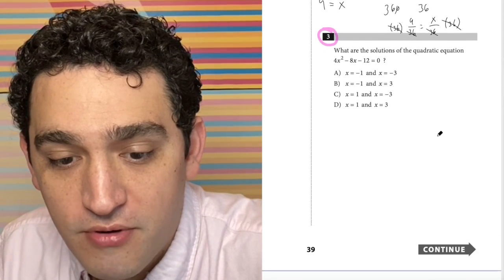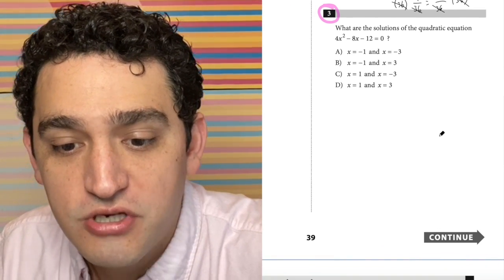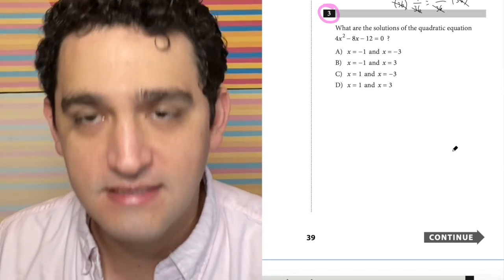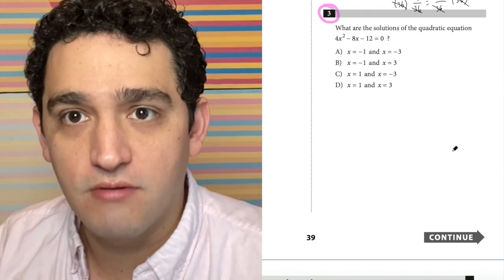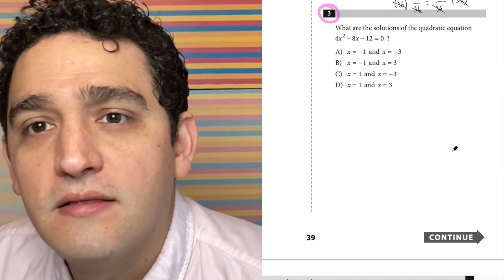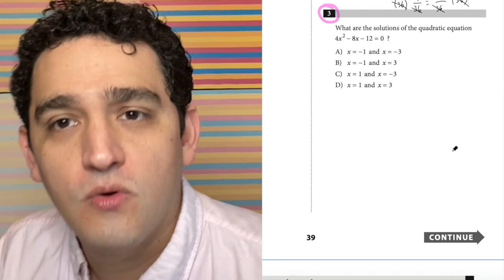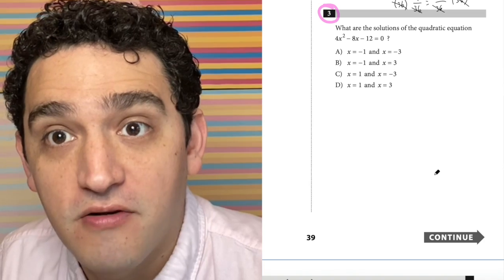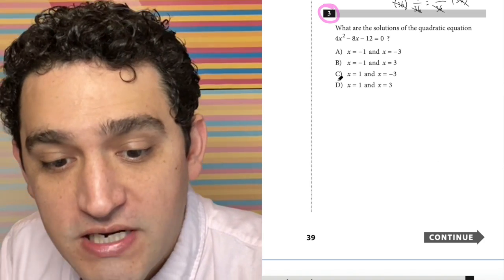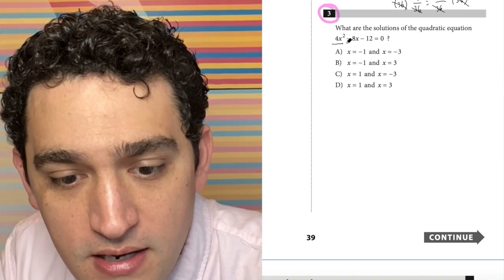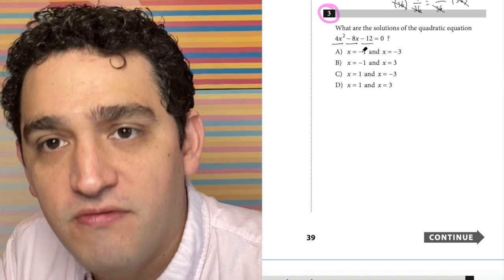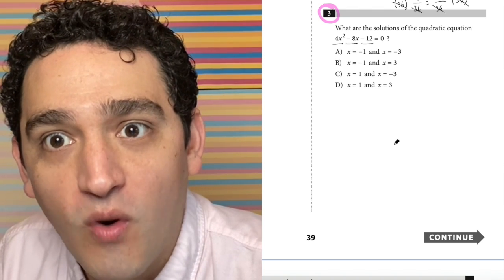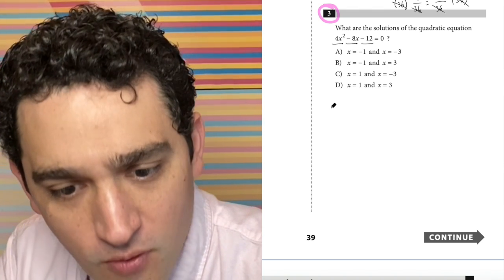to number 3. What are the solutions of the quadratic equation 4x squared minus 8x minus 12 equals 0. Well, let's start with the front door method. What this is begging us to do is to factor out a greatest common factor first. Well, if we look at these three terms, 4x squared, negative 8x, and negative 12, I hope what pops out is the number 4. 4 is a factor of all of them. So let's take out a 4.